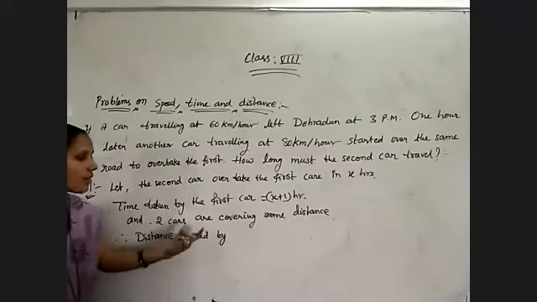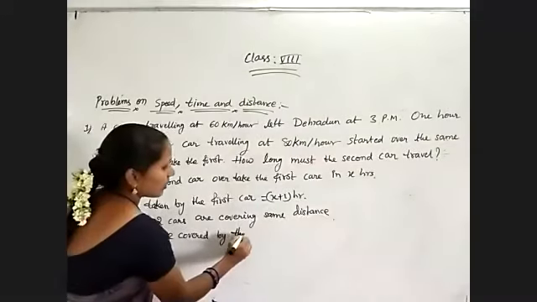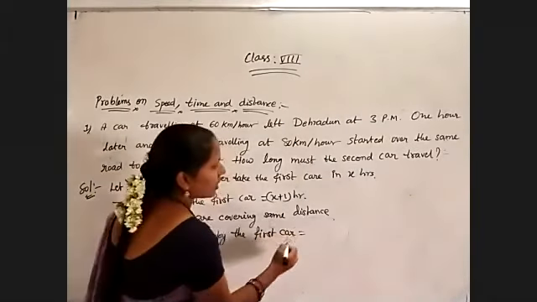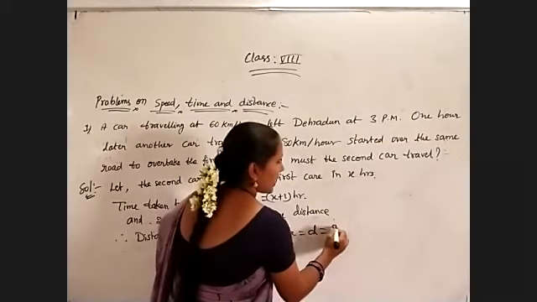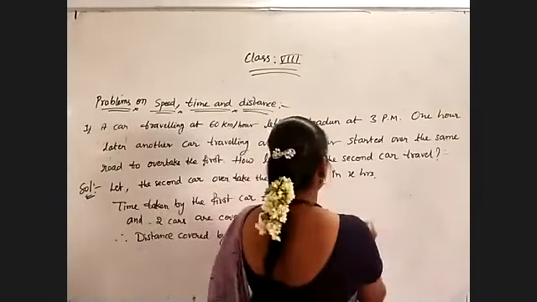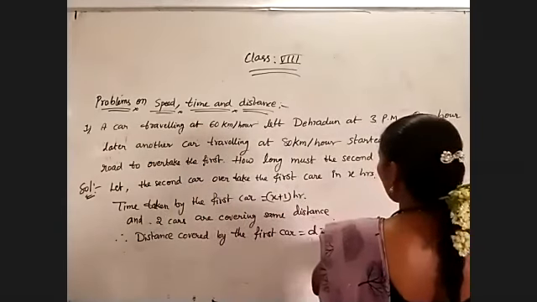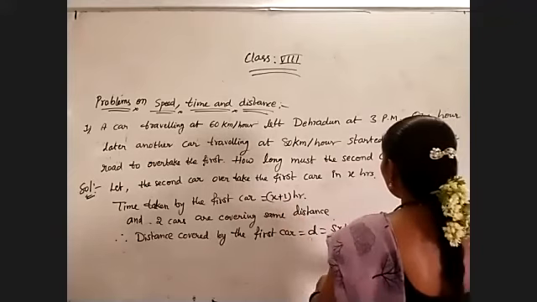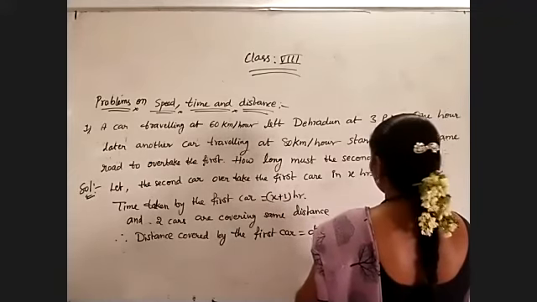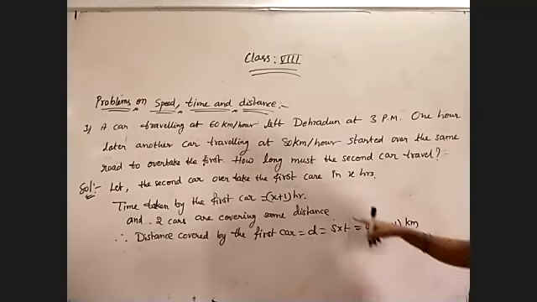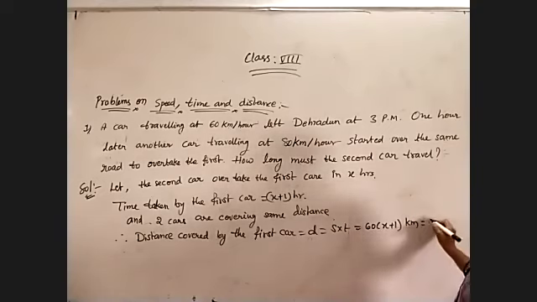And the distance covered by the first car is equal to speed into time. Yes or no? So the first car is using the speed of 60 kilometers per hour, and the time required by the first car is equal to x plus 1. That is 60 into x plus 1 kilometers, because the speed is given in kilometers per hour, so kilometers are the unit. So that is equal to 60x plus 60 kilometers.